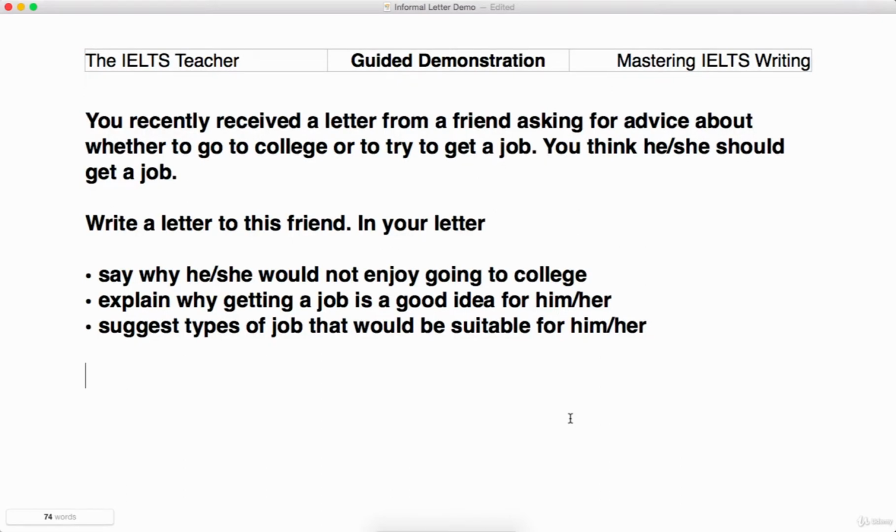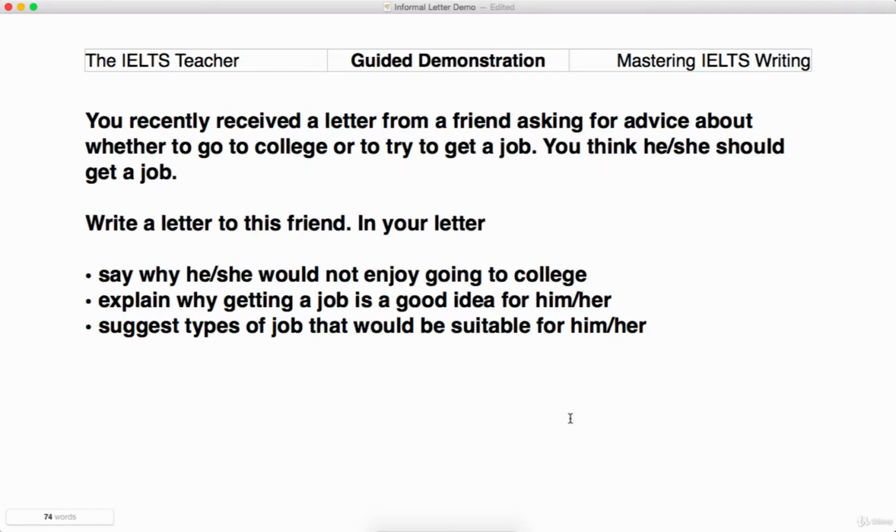So this is the question that we're going to work on in this guided demonstration. And so I want you to look at this question here. We'll read it out together and then we'll think about the planning process. And remember that planning process that we talked about in section 2. We're going to apply all of these steps as we go through this question.